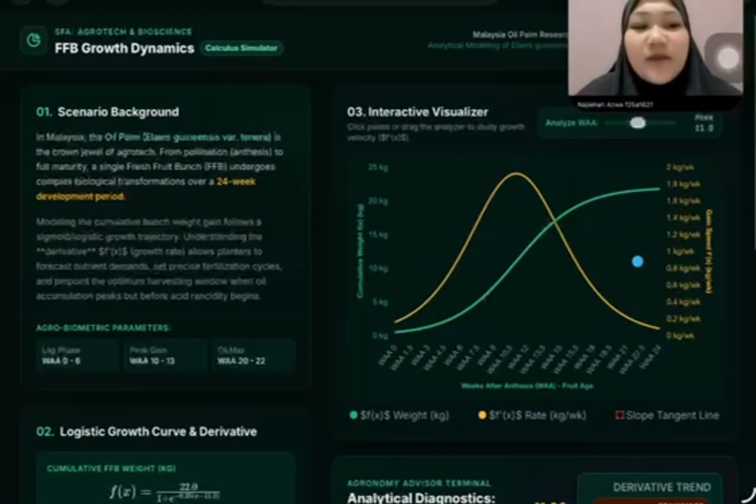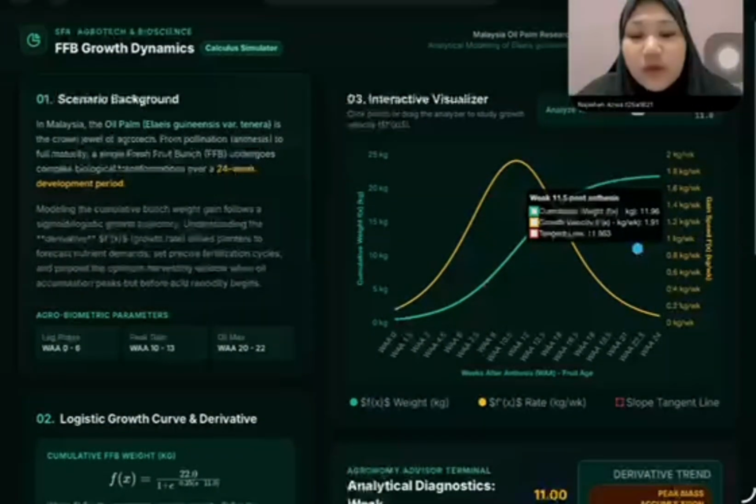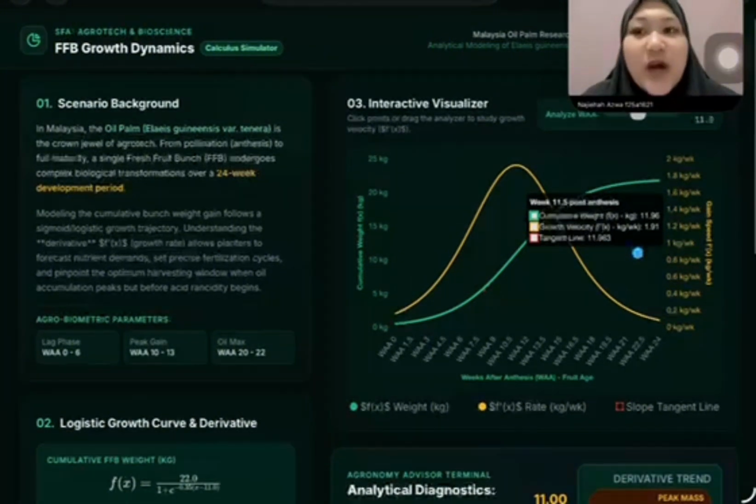From the analysis, the fastest growth happened around week 11. At this stage, the growth rate reached about 1.95 kg per week. This means week 11 is the most active growth period for the fruit bunch.